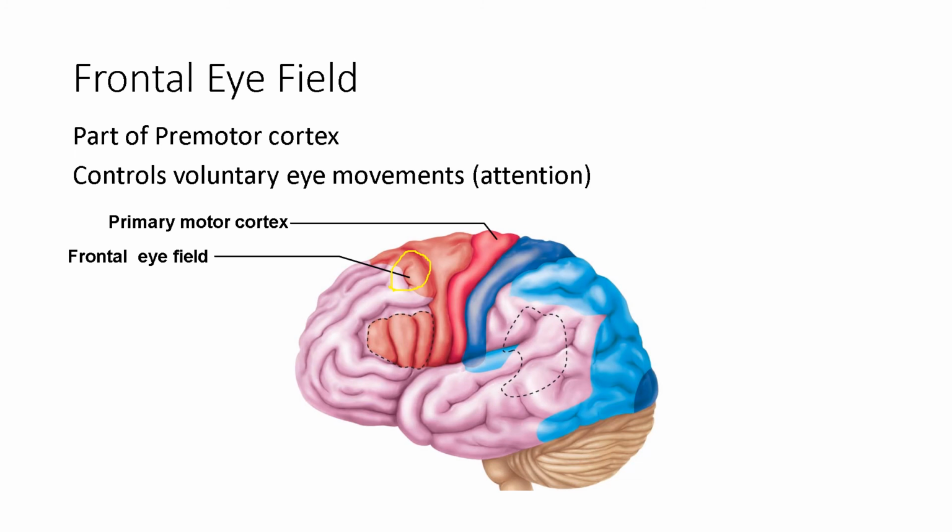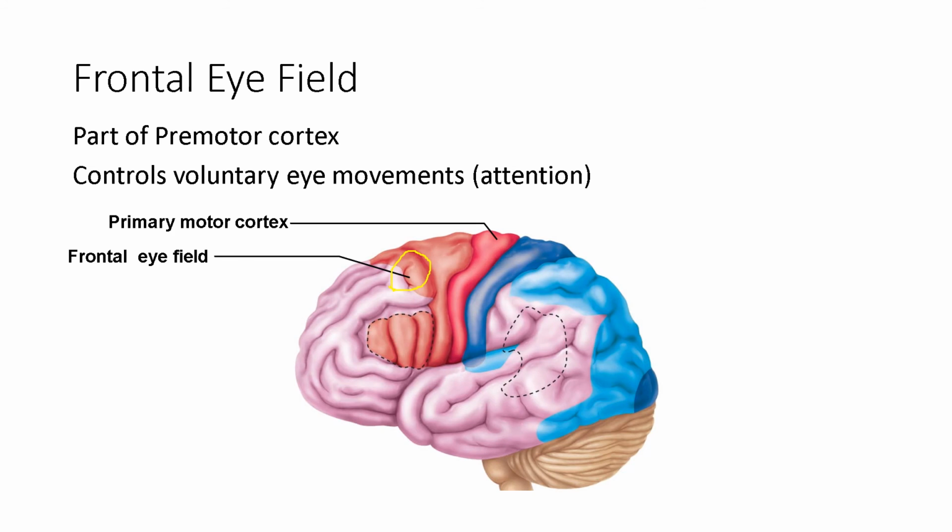Injuries in this area uncouple the eyes so that one eye will gaze laterally towards the side of the brain where the damage is located, but it can't look towards the opposite side. So if the damage is on the left side of the brain, then the left eye will kind of gaze to the left and it can't look to the right.